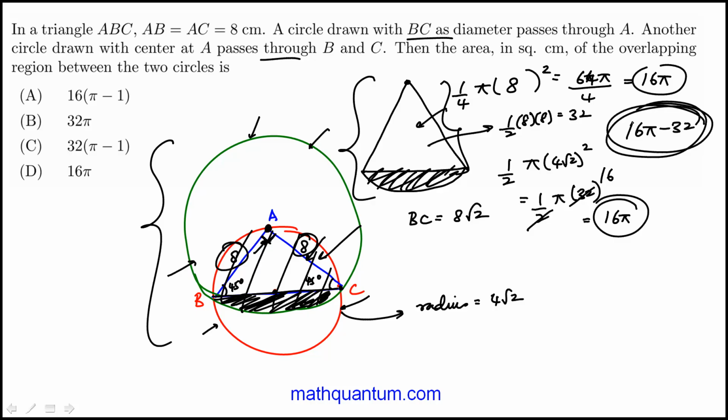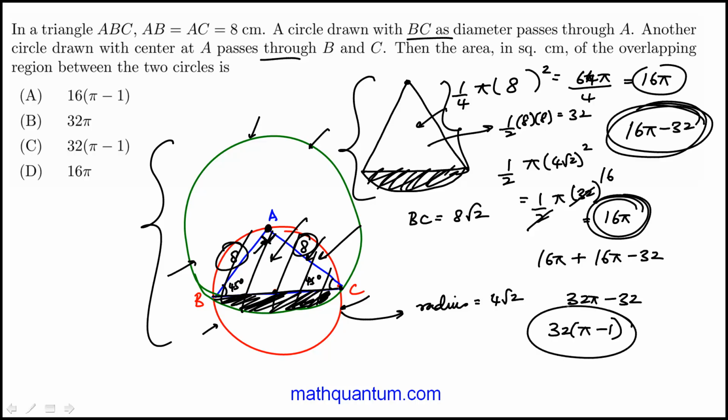And next, I need to take that and add it to that half the area of the semicircle. So it would be 16 pi plus 16 pi minus 32, which becomes 32 pi minus 32. If you factor 32, it becomes that, which is answer choice C.